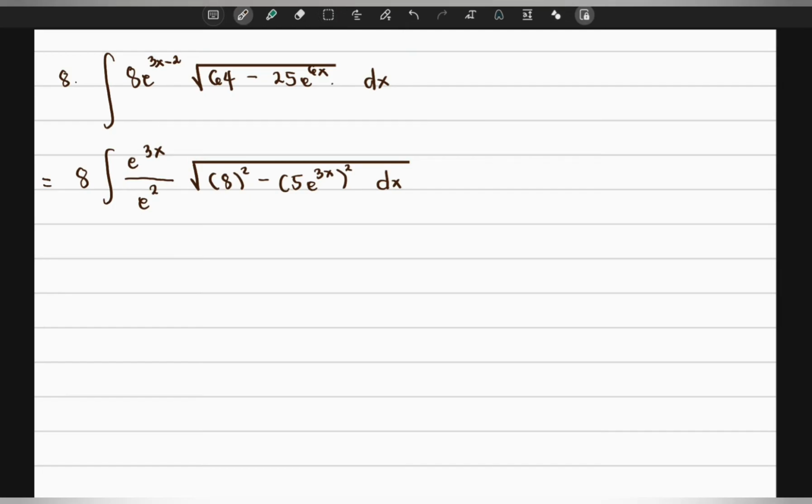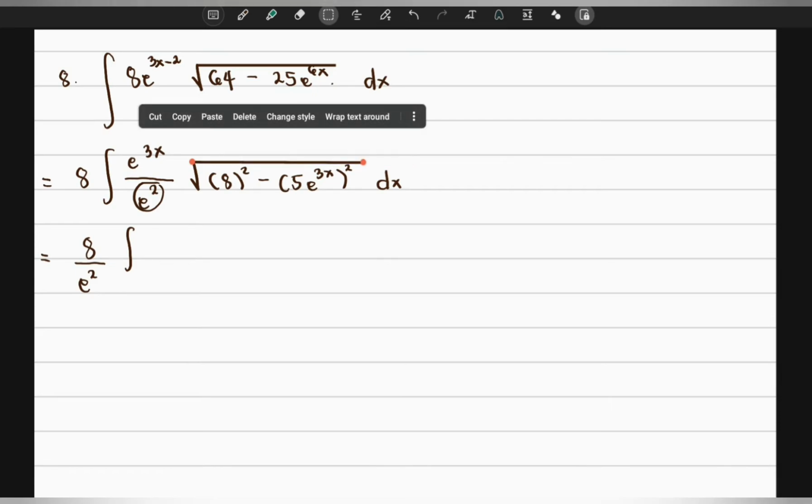Okay. Tapos, itong e raised to 2, ilalabas na natin dito sa labas kasi constant na yan. Tapos, itong e raised to 3x, itatabi na natin. Ay, wait lang, may mali. Dito, masyadong mahaba. Hindi dapat kasama yung dx dun sa square root, okay? Hindi yun kasama. Never. Well, unless sa differential equations.